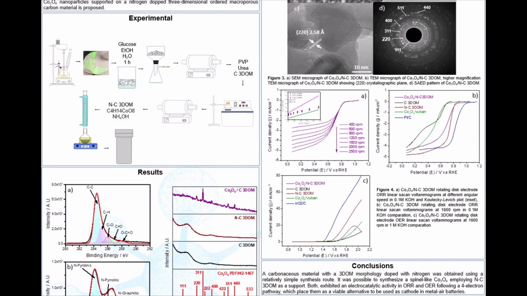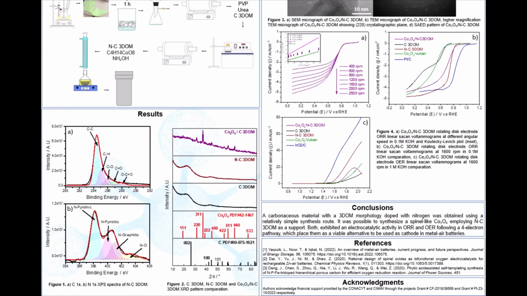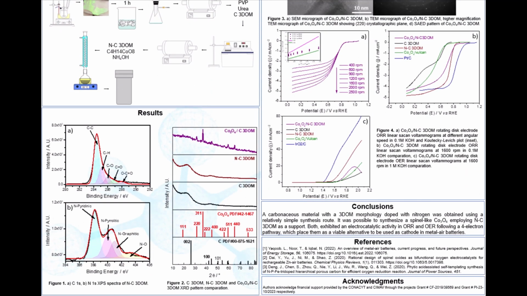On the other hand, Figure 4c shows that the best material for oxygen evolution reaction is nitrogen-doped 3DOM carbon. For these reasons, we can say as a conclusion that a carbonaceous material with 3DOM morphology and doped with nitrogen was obtained using a relatively simple synthesis route. As well, it was possible to synthesize a spinel-like cobalt oxide employing nitrogen-doped 3DOM carbon as a support.